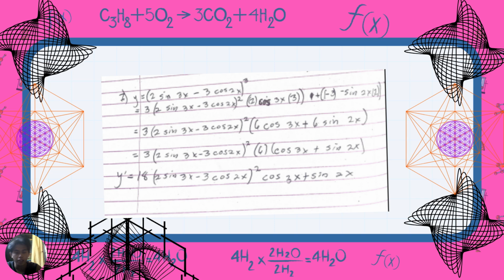Since we can factor out the constant, which is the 6, we're going to factor it out. And then multiply all the constants, which is the 3 and 6. So our derivative would be 18 times 2 sine 3x minus 3 cos 2x squared times cos 3x plus sine 2x. So that's how to find the derivative of a function.